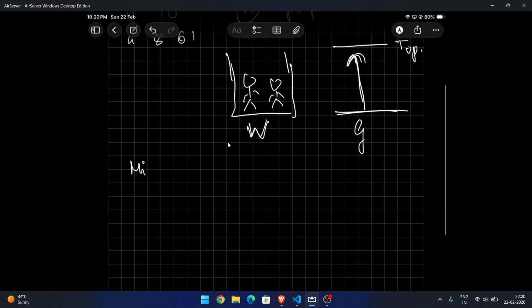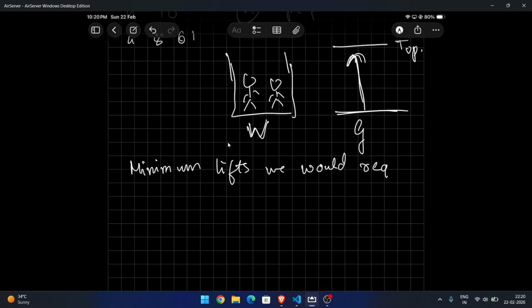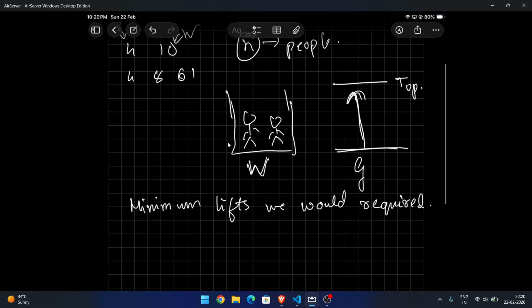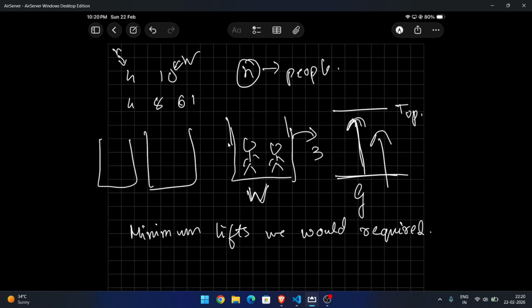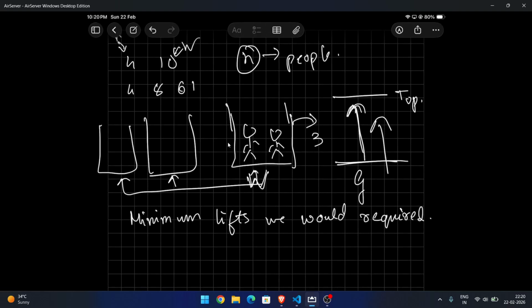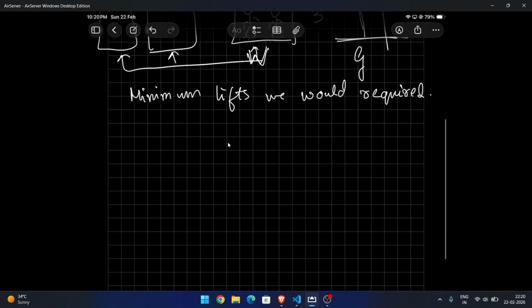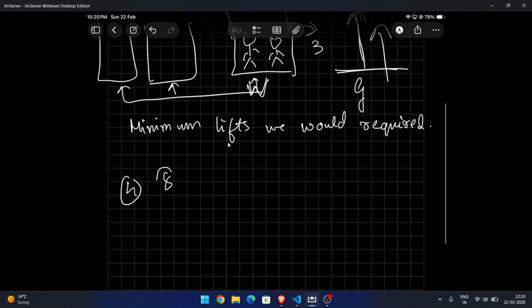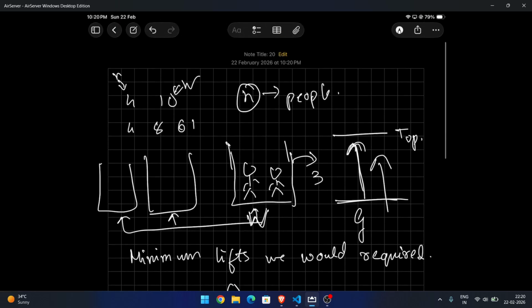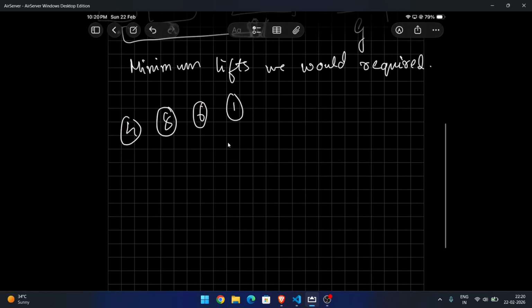Or we can say how many minimum lifts we would require. So how many times would a lift be used to get everyone to the top floor? Or you can say how many lifts would be required. We can use one lift 3 times or 3 lifts at once. So basically, how many lifts would be required to get all the people to the top floor? We are also given the weight of each person. So how can we do this?